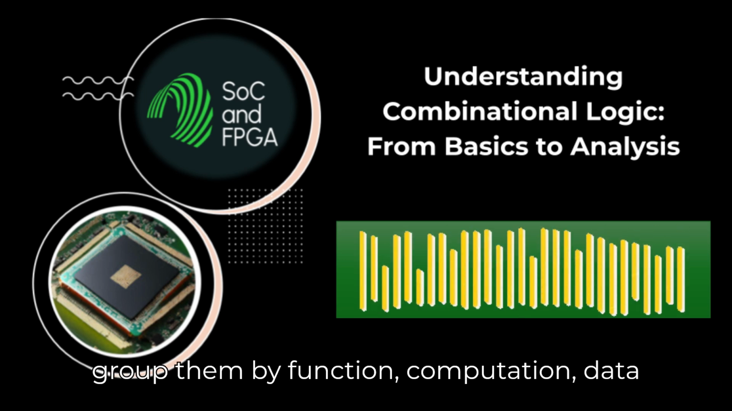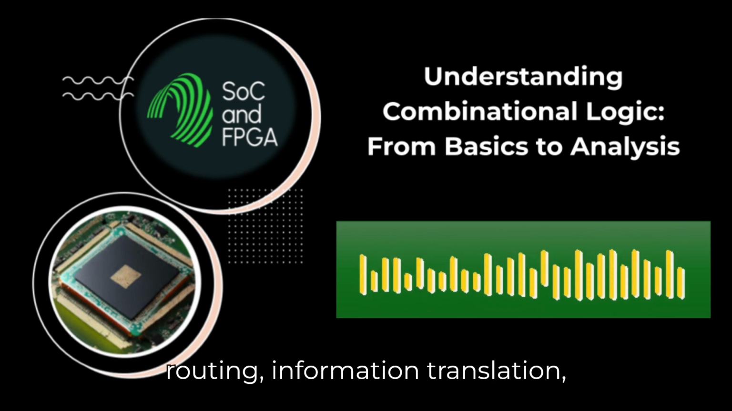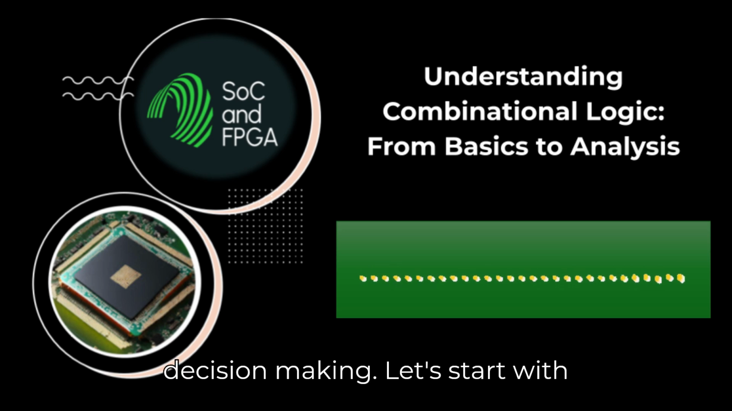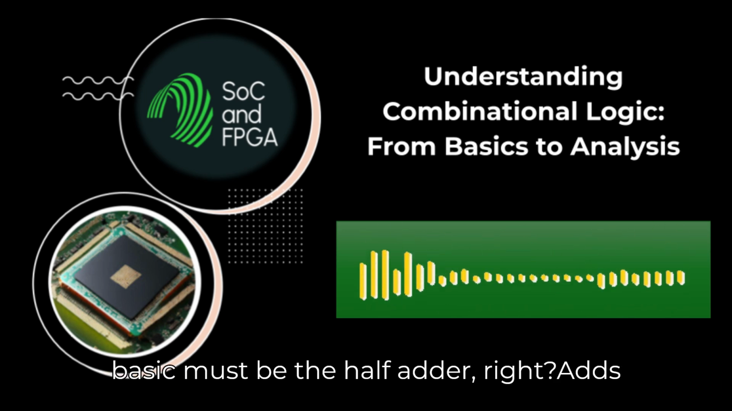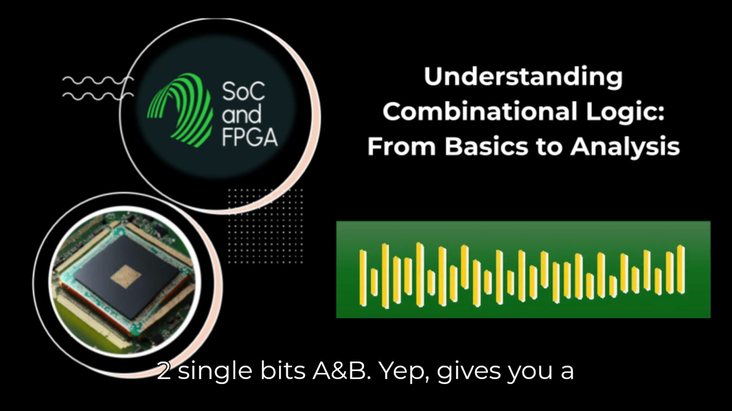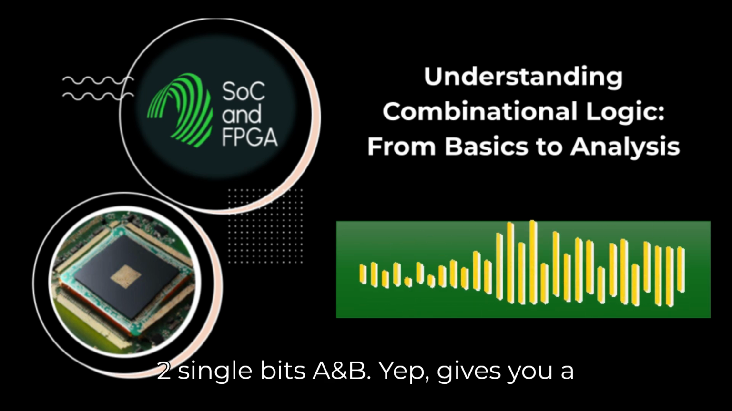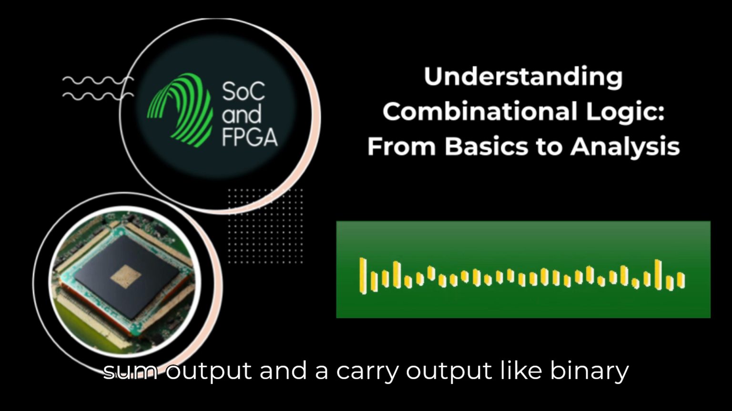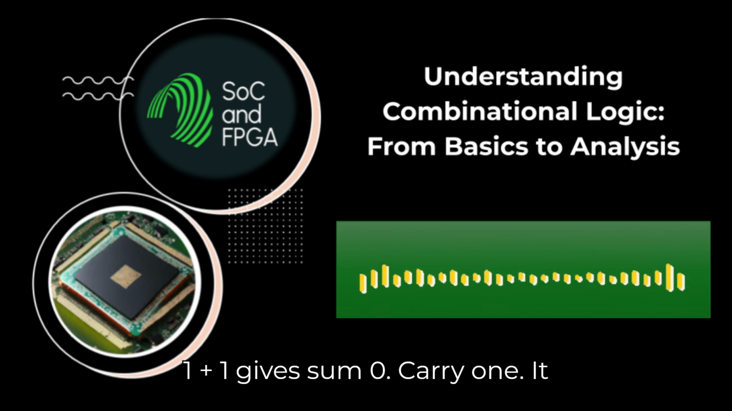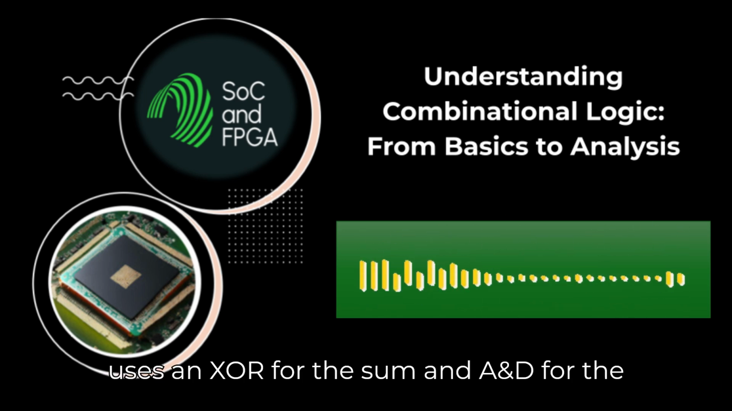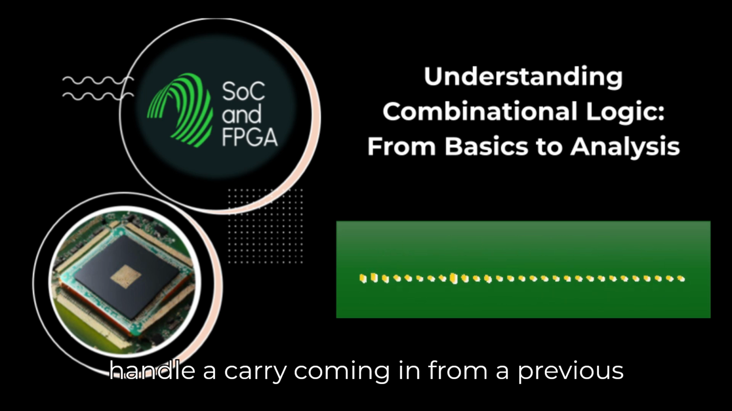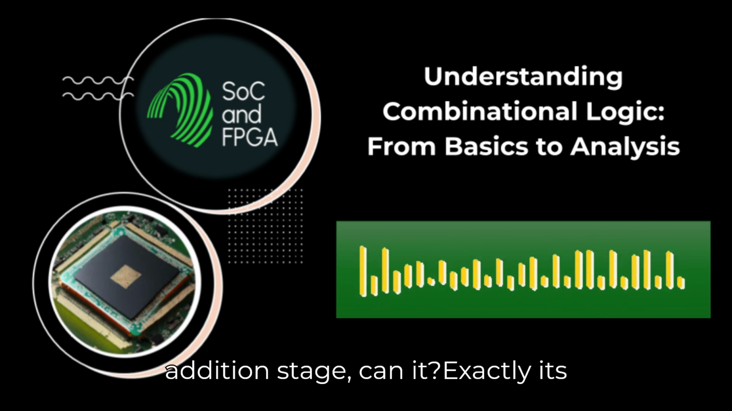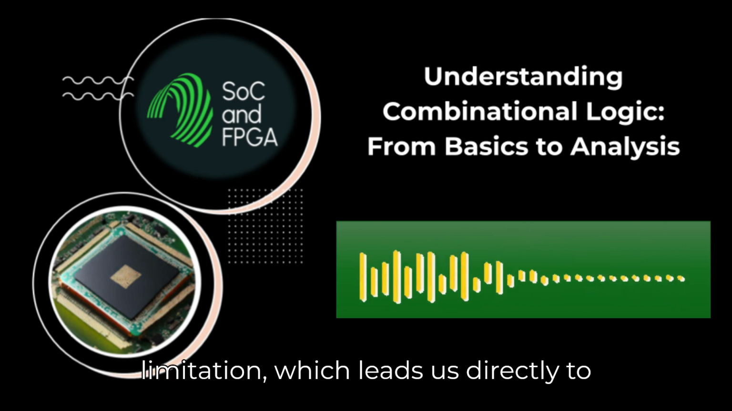We can group them by function: computation, data routing, information translation, decision-making. Let's start with computation, arithmetic circuits. The most basic must be the half adder, right? Adds two single bits, A and B. Yep. Gives you a sum output and a carry output. Like binary 1 plus 1 gives sum 0, carry 1. It uses an XOR for the sum and AND for the carry. But its limitation is it can't handle a carry coming in from a previous addition stage, can it? Exactly, its limitation.